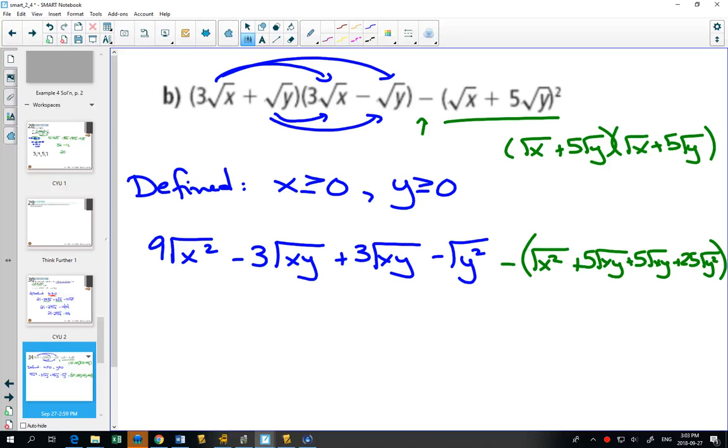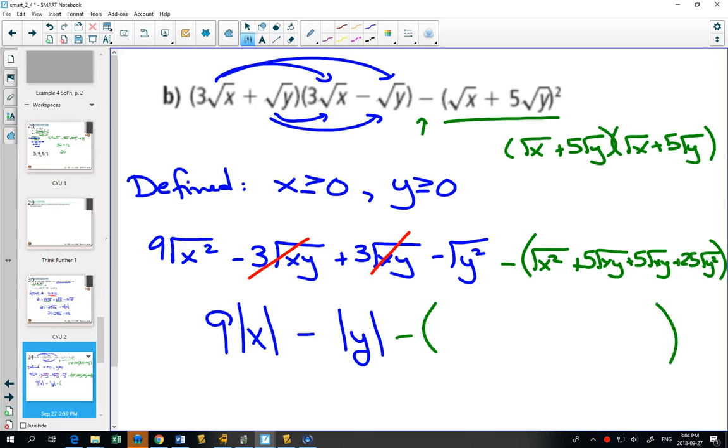First of all, these cancel out. 9 square root of x squared just becomes 9 absolute value of x, but you won't need those absolute values because x is already defined to be positive. But we'll put them there just to practice, minus absolute value of y. But you don't need those absolute values there because y is positive. Back to green, minus bracket. Bracket, let's simplify in here.